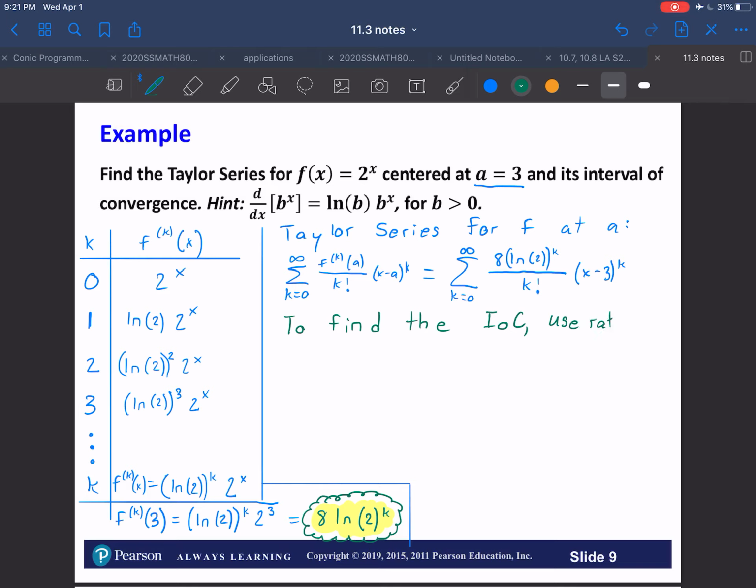And we use the ratio test because we have a factorial here. If we attempted to use the root test, we would be in big trouble. Alright, so we're going to define R to be the limit as k approaches infinity of the absolute value of a_{k+1} divided by a_k.